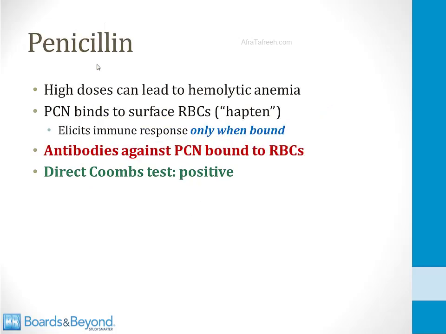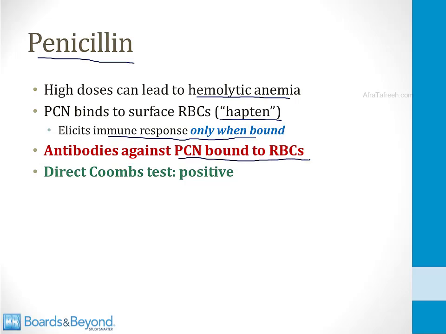Another drug that is classically associated with hemolytic anemia is penicillin. At high dosages, penicillin can lead to hemolysis. This occurs because penicillin binds to the surface of red cells and functions as something known as a hapten. A hapten is a molecule that does not elicit an immune response by itself, but does elicit an immune response when bound to tissues. In this case, it elicits an immune response when it's bound to red blood cells, and antibodies are produced directed against penicillin bound to the RBCs.